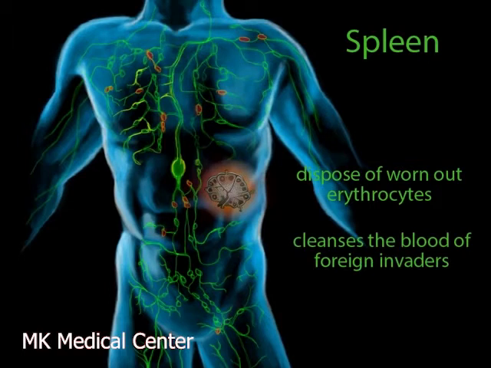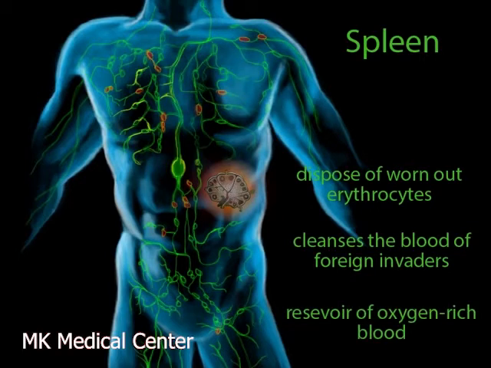The third function of the spleen is to act as a reservoir for oxygen-rich blood. The spleen actually holds more blood than is necessary for its own metabolism. Therefore, it's an extra blood supply full of oxygen and nutrients. This serves as a backup supply of blood in case of blood loss.